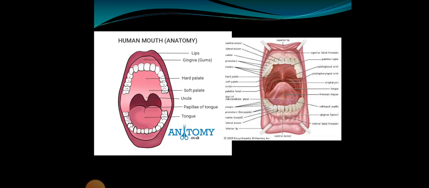So this is human mouth anatomy. The first one is the lips. The second region is called the gums, and this region is the hard palate, and this the soft palate, and this is the uvula, and this is the papillae of the tongue, and this region is called the tongue.